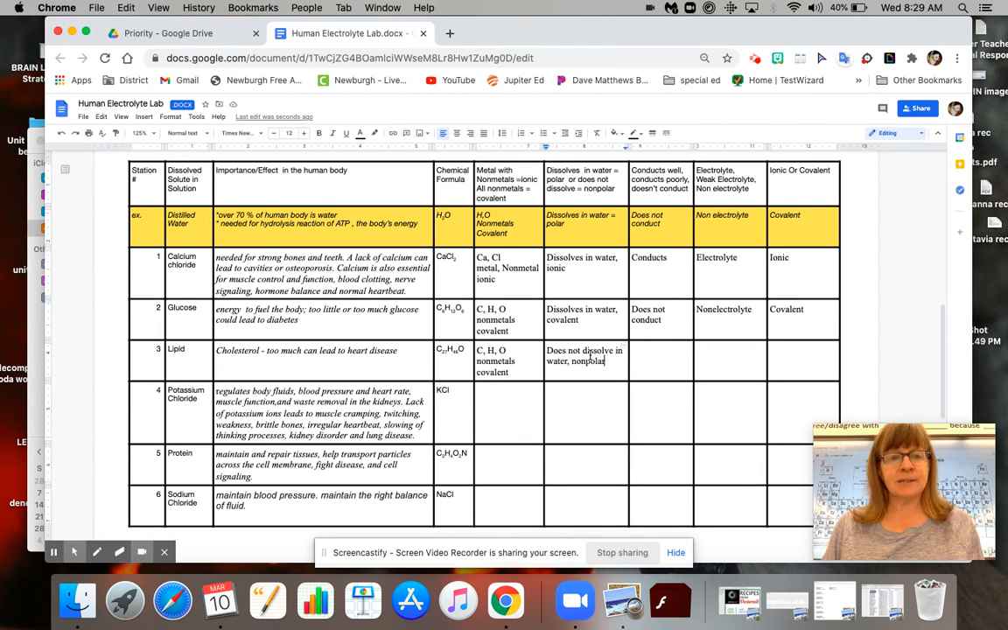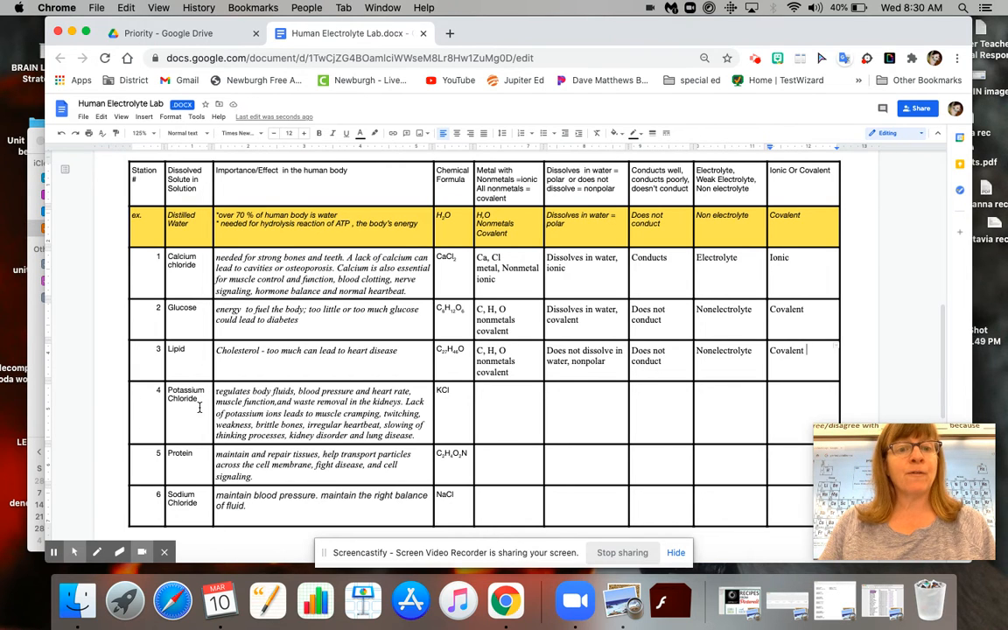Let's see if it conducts. Got my conductivity tester. Put it in. Is it lighting up? No. No light. So it does not conduct. That makes it a non-electrolyte. And it's covalent because it's made of all nonmetals.